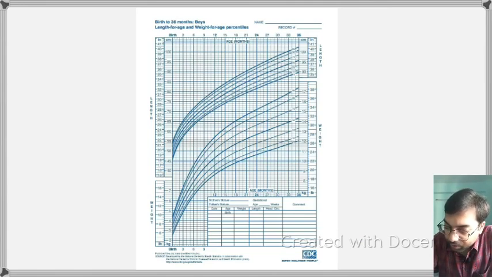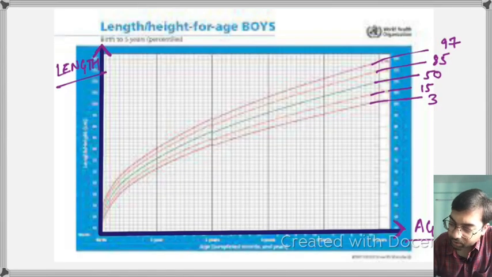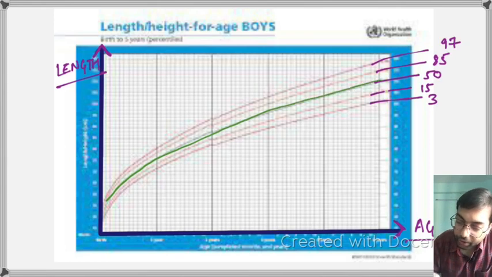Okay, this can be seen, but I will show you another photo. See from this, this is a length for age chart for boys. In this you can see there is a green line, and then there are two yellow lines, and then there's a red line.